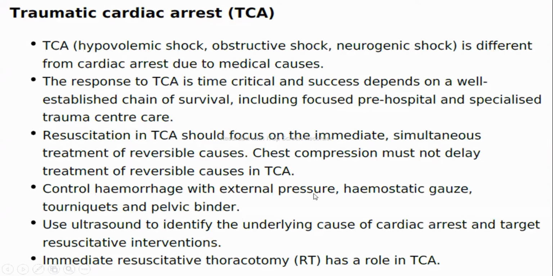You will control hemorrhage with external pressure, hemostatic gauze, tourniquets, and the pelvic binder. It depends on the case. For example, if he has a pelvic fracture, you will use a pelvic binder. If the patient has amputation of both lower limbs, you will use hemostatic gauze and the tourniquet, and so on.